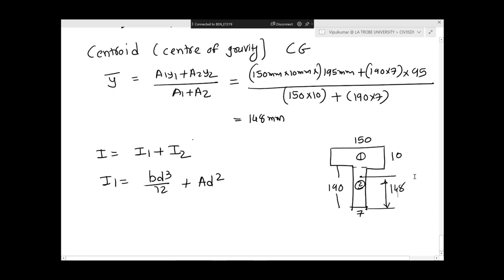Okay, so first one, BD cubed over 12 plus area times d squared. Now this distance d is the distance from the centroid of that cross section 1 to the centroid of the whole body. Do you understand that? This distance d is the distance from the centroid of your whole body to this one.